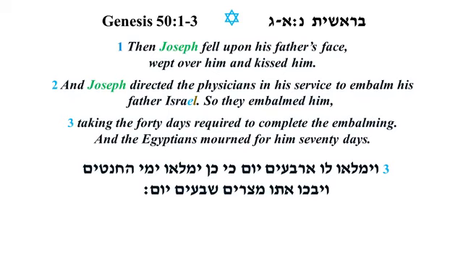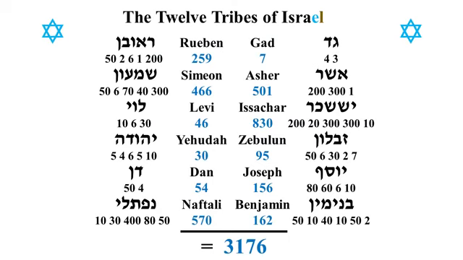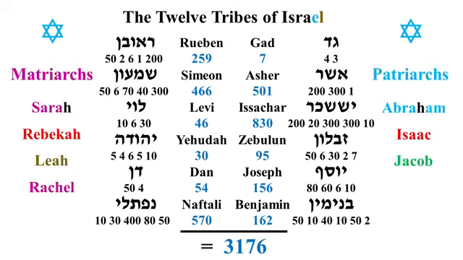By the way, if you look at the 12 sons of Jacob, here they are, the 12 tribes, right? Reuben, Simeon, Levi, Yehuda, Dan, Naphtali, Gad, Asher, Issachar, Zebulun, Joseph, and Benjamin. I have their gematria values for each, and they total up to 3,176. And these 12 boys came from 3 patriarchs, Abraham, Isaac, and Jacob, and 4 matriarchs, Sarah, Rebekah, Leah, and Rachel. 7 parents total. There's 7.